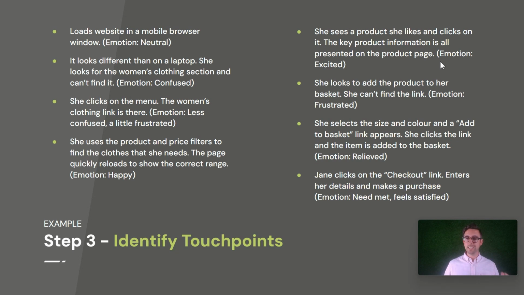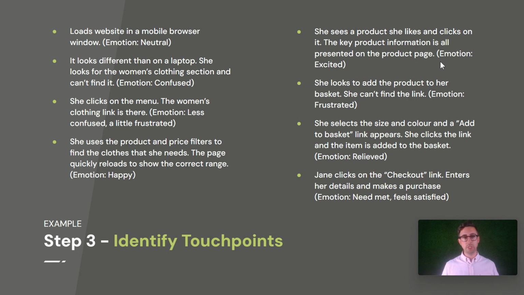Now, step 3, so this is identifying the touch points. So we've got 8 touch points here, and again, this can get as detailed as you want it to, and we'll just run through these from start to finish. And what we've done is identify these different touch points that Jane may have taken through the website, as well as attributing an emotion to it. So it's really important to know how that touch point is affecting the user journey as well, as you'll see in the next step. So touch point 1, Jane loads the website in her mobile browser window.